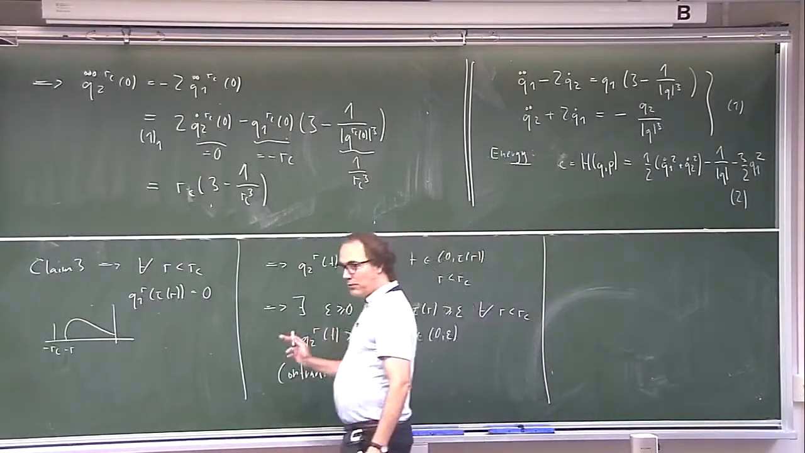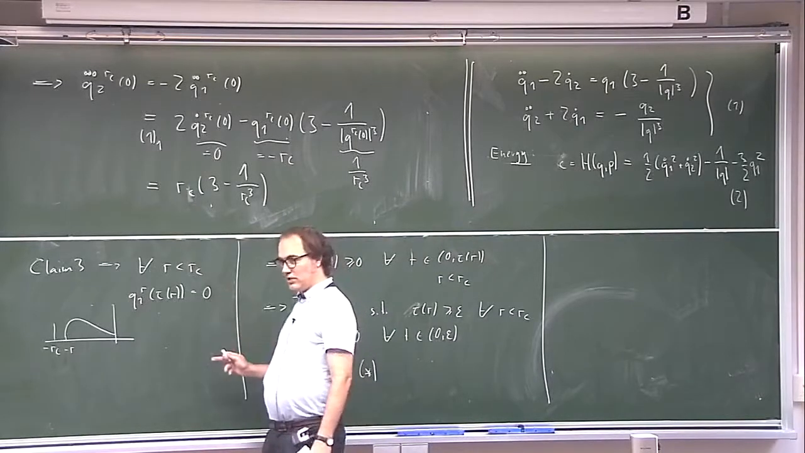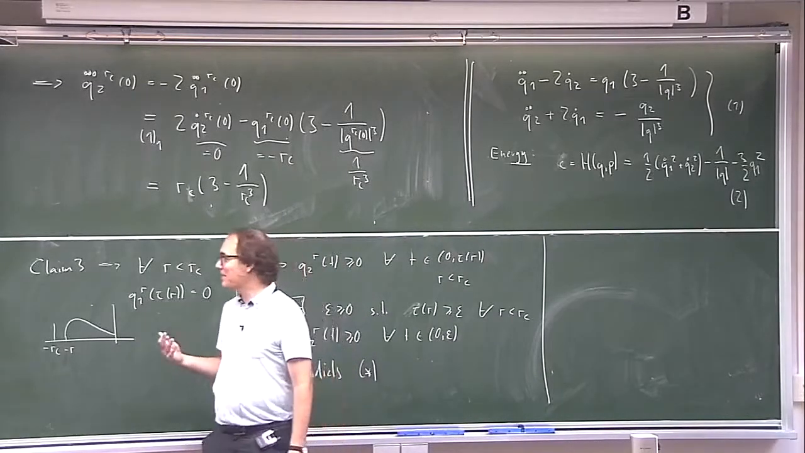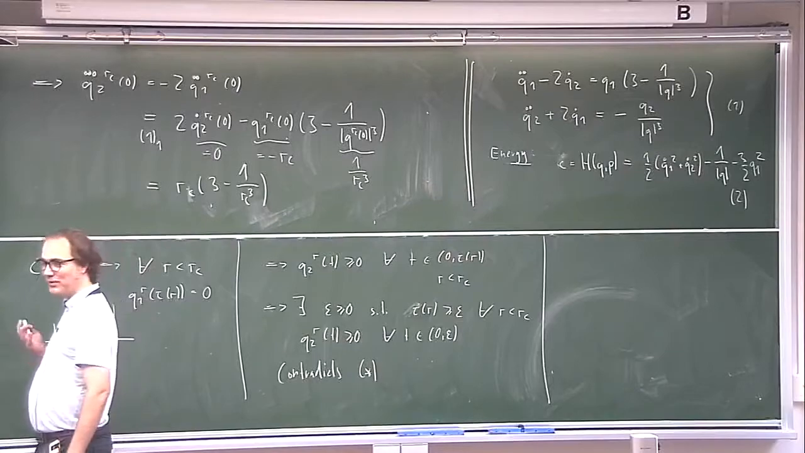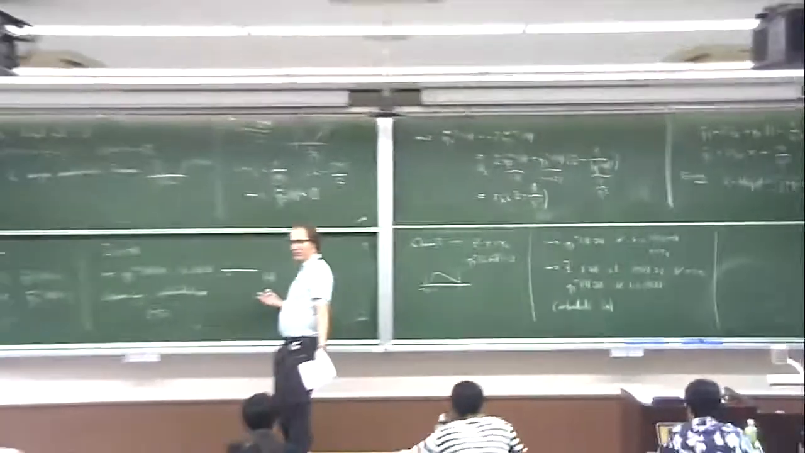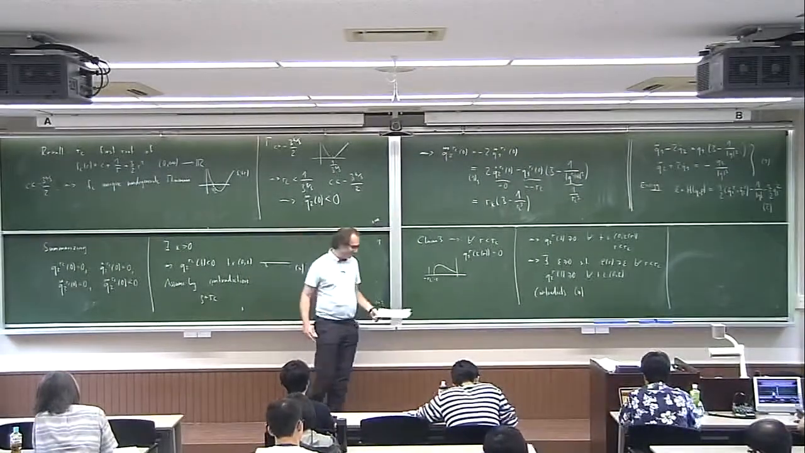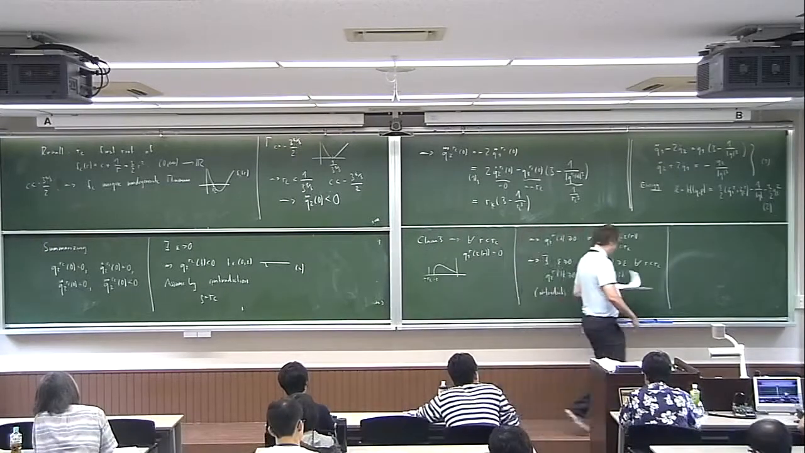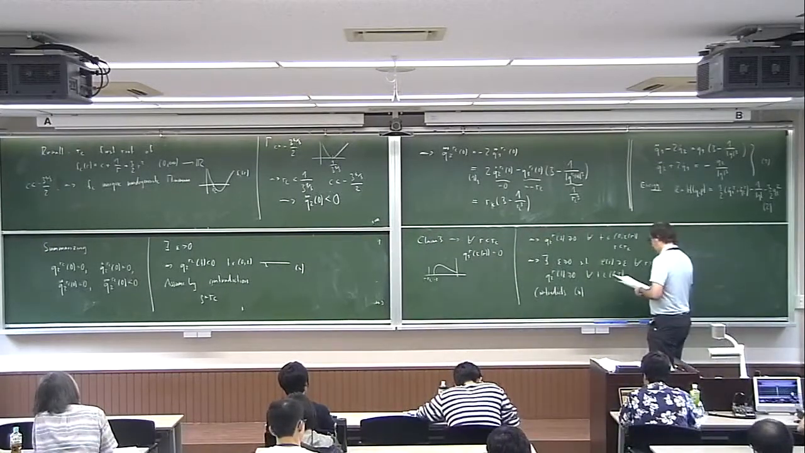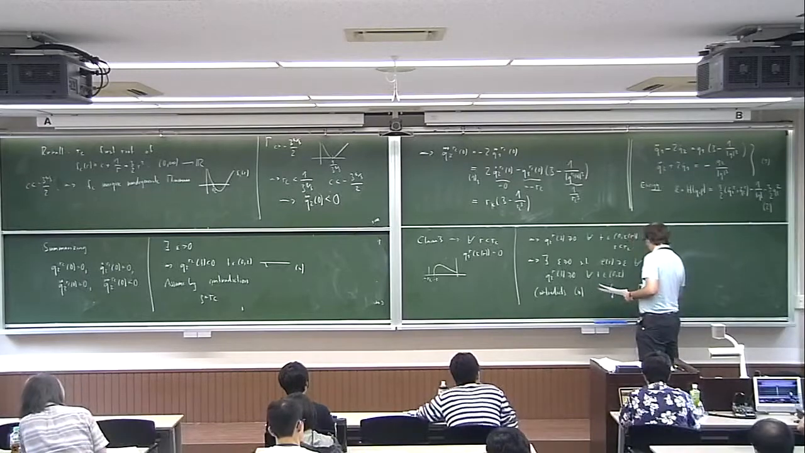So what we now proved is the existence of this collision. Actually, at the end we don't want this collision, but this is what the proof provides us. So this is now claim 4.